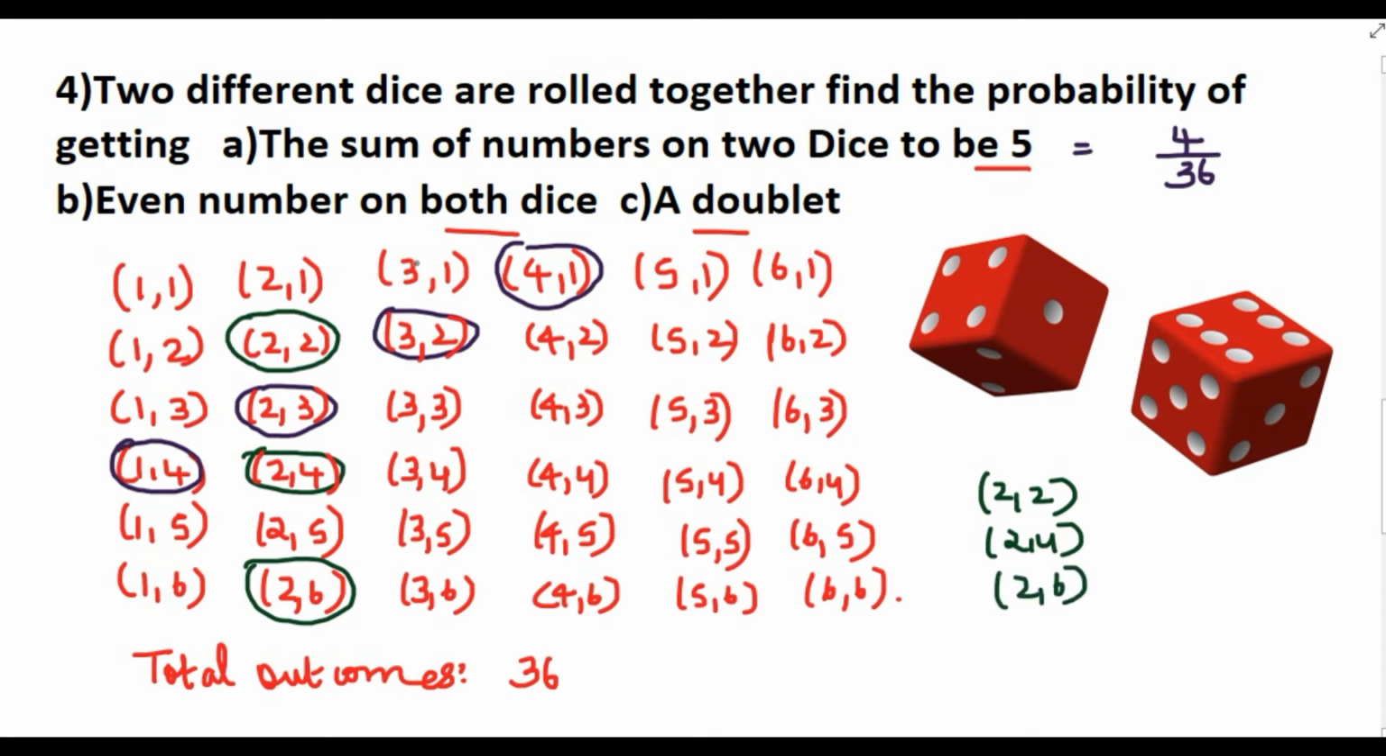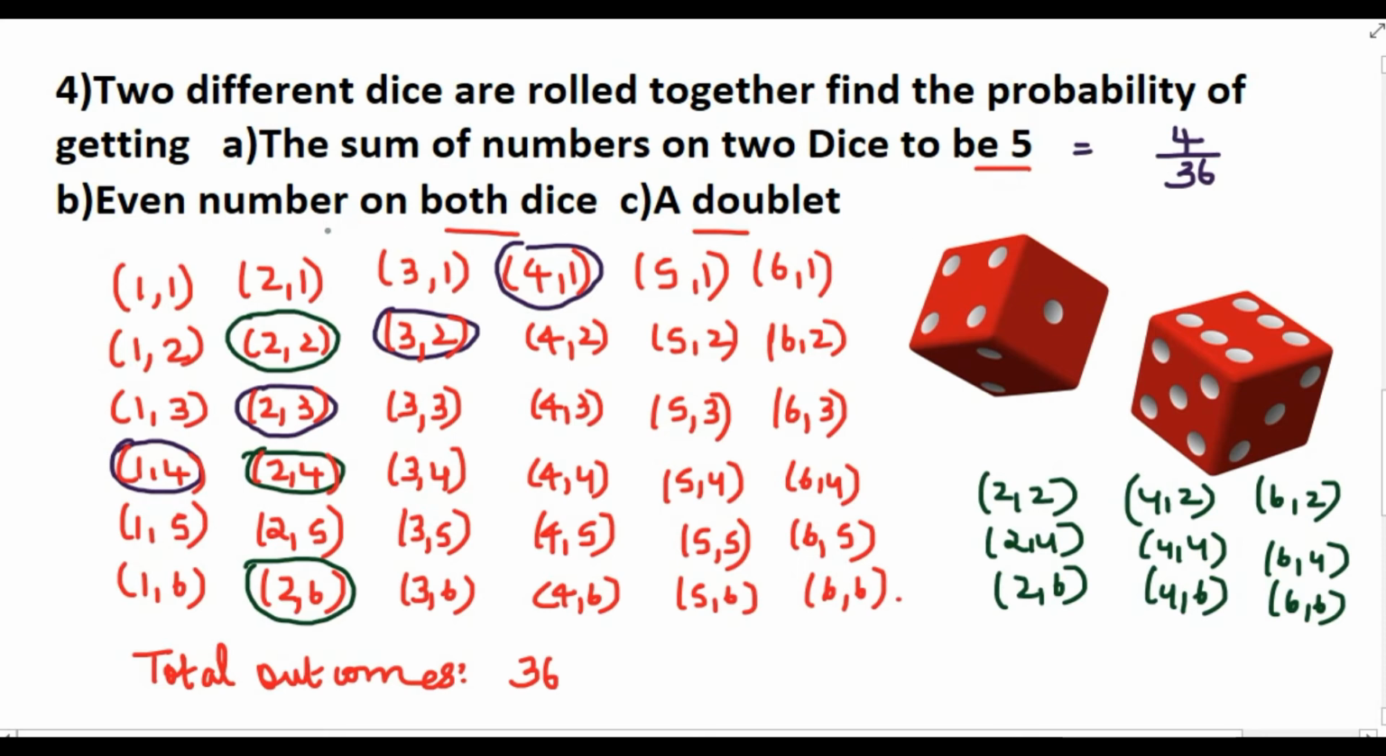Again this full set we need not see because 3 is there. Again (4,2), (4,4) and (4,6). Again this full set we need not see because 5 is odd. So (6,2), (6,4) and (6,6). So total number of possible outcomes is 6 divided by 36. Even numbers on both dice, favorable outcome is 6 and total number of outcomes is 36. So 6 by 36.